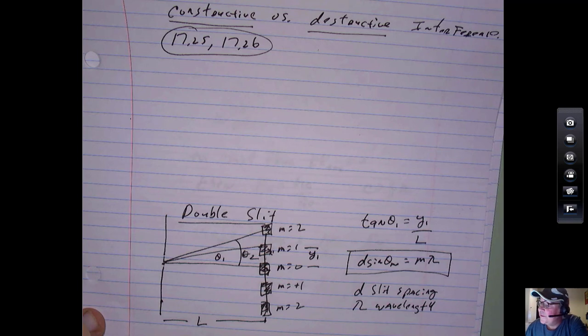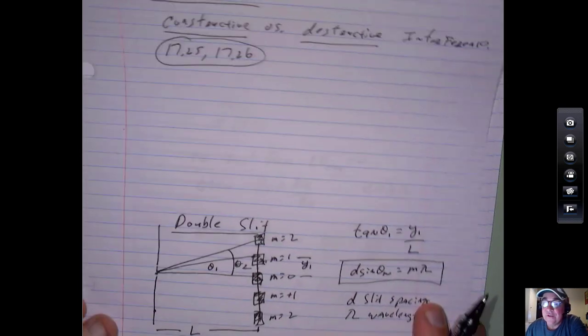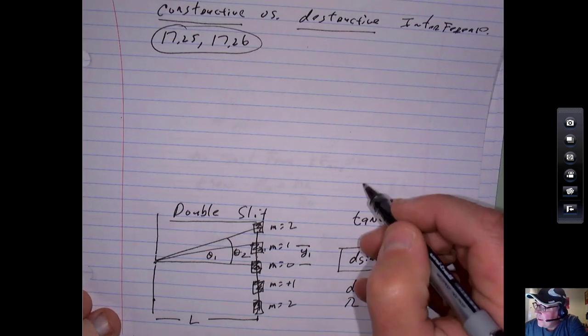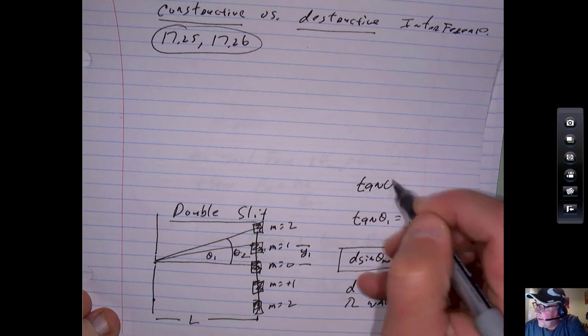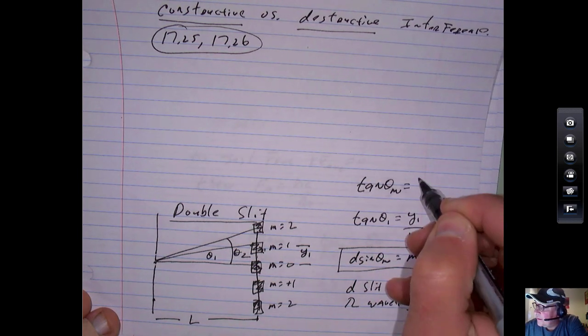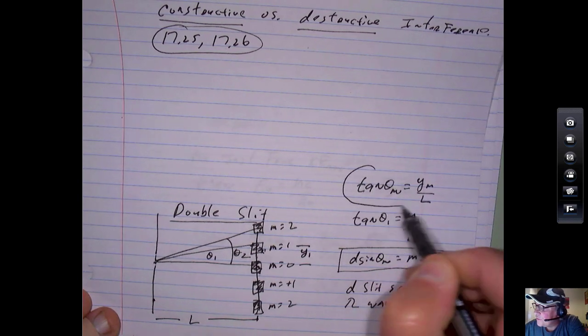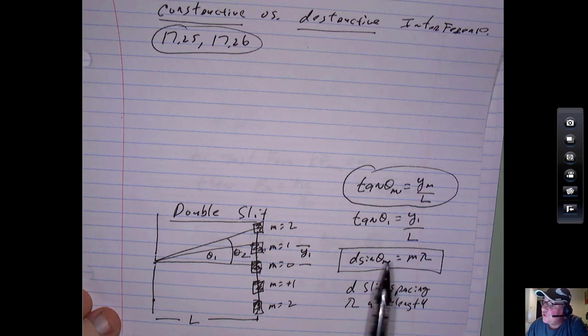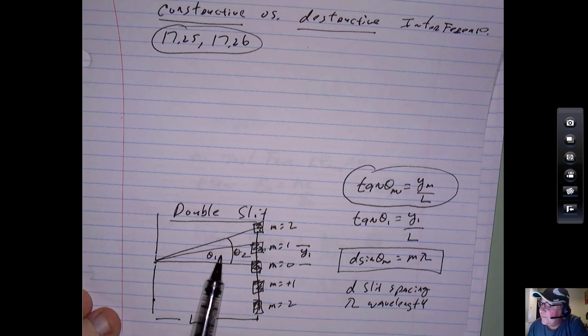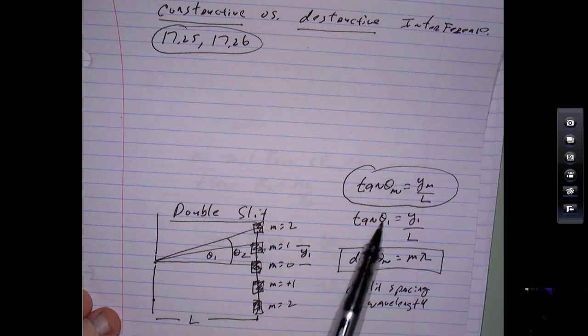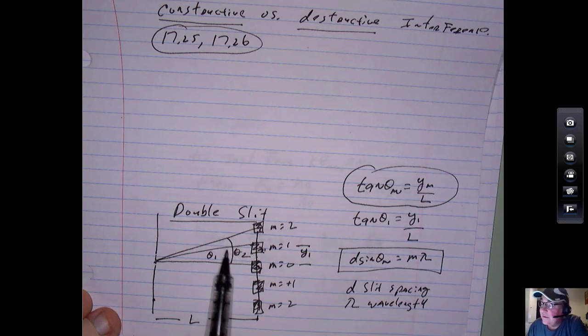And then just from the trigonometry, I'll just do this in general, tangent of theta m is equal to ym divided by L. And m is just that index describing which one we're talking about. So for theta 1, that was this one, the tangent of theta 1 would be the opposite side. So the opposite side here would be y1 divided by big L. And big L is the distance to the screen.